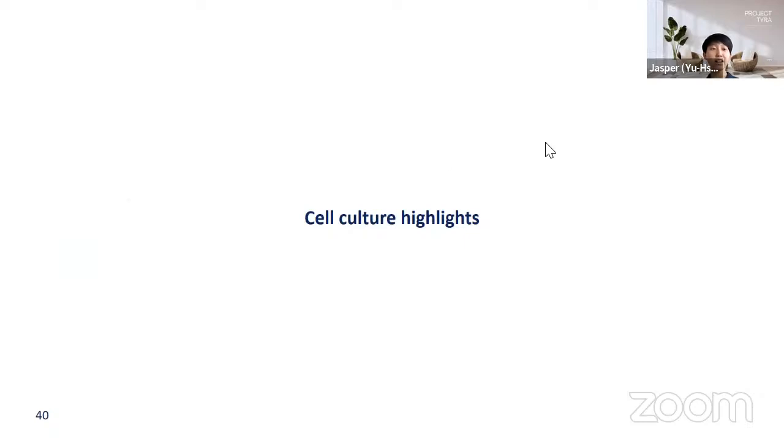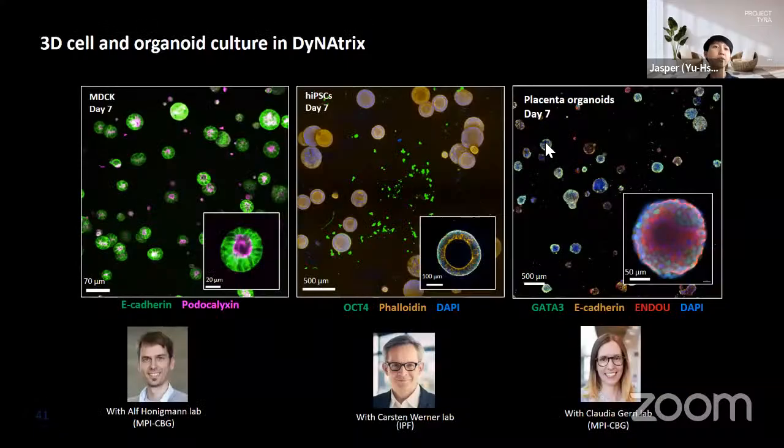Now I want to show a couple of highlights that we have achieved in the cell culture part. We have tested 3 different types of cells in our system that show successful culture in it, including the kidney cyst cells over here in collaboration with Alf Honigman lab in MPI, induced pluripotent stem cells in collaboration with Kostevaner in IPF, and also we tried out organoid culture, this placenta organoid in collaboration with Claudia Gary. I will take a quick dive into each of them with you.